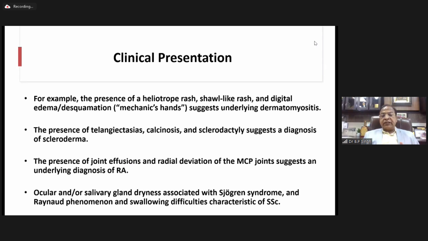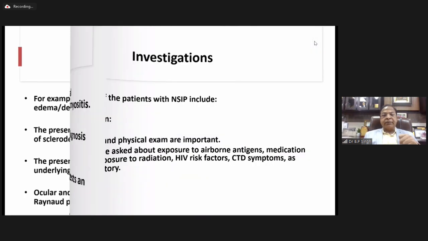For the extrapulmonary sites, the presence of heliotrope rash around the eyes, shawl-like rash around the neck, and digital edema, desquamation, and mechanic's hands suggests underlying dermatomyositis. The presence of telangiectasia, calcinosis, and sclerodactyly suggests a diagnosis of scleroderma. The presence of joint effusions and radial deviation of the MCP joint suggests an underlying diagnosis of rheumatoid arthritis. Ocular and or salivary gland dryness associated with Sjögren syndrome, and Raynaud phenomenon and swallowing difficulties characteristic of systemic sclerosis, may be found in the patients of NSIP.